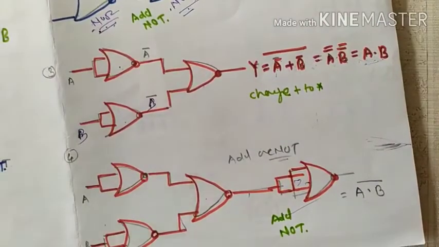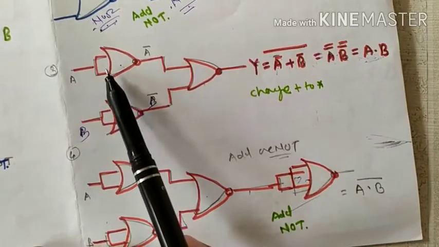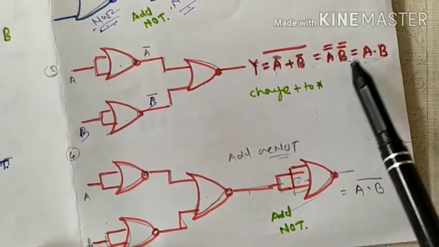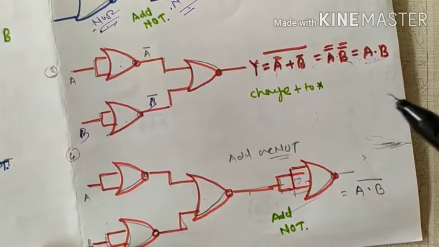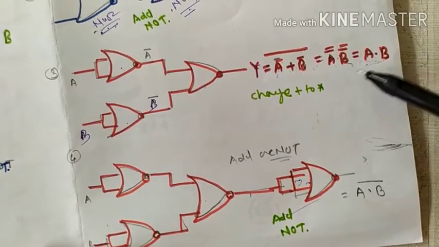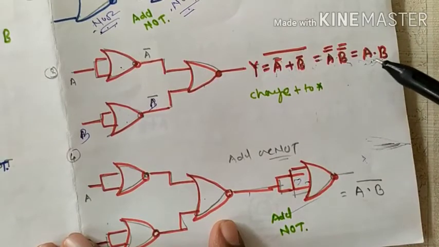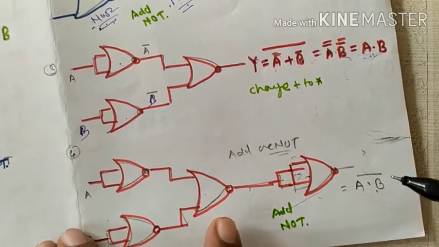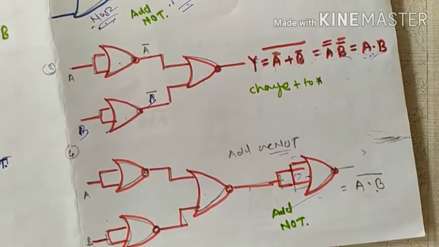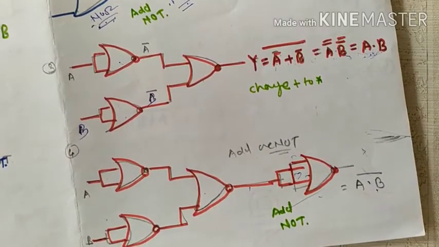See here, with the help of a NOR gate we are converting into an AND gate. This is with the help of a NOR gate converting into a NAND gate. This is the AND gate, and in front of this AND gate we implement one NOT gate, so it becomes a NAND gate. In this way you have to convert this NOR gate into another gate, maybe a NOT gate, OR gate, or AND gate. Thank you.